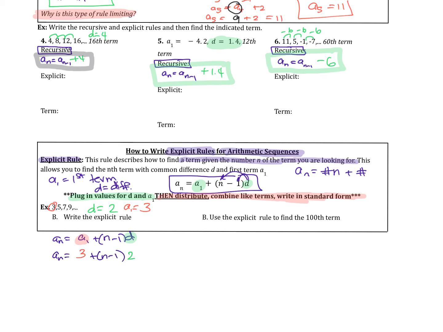So we're most of the way there. Now what we need to do is distribute this 2. So this is going to give me a sub n equals 3 plus 2 times n is 2n.